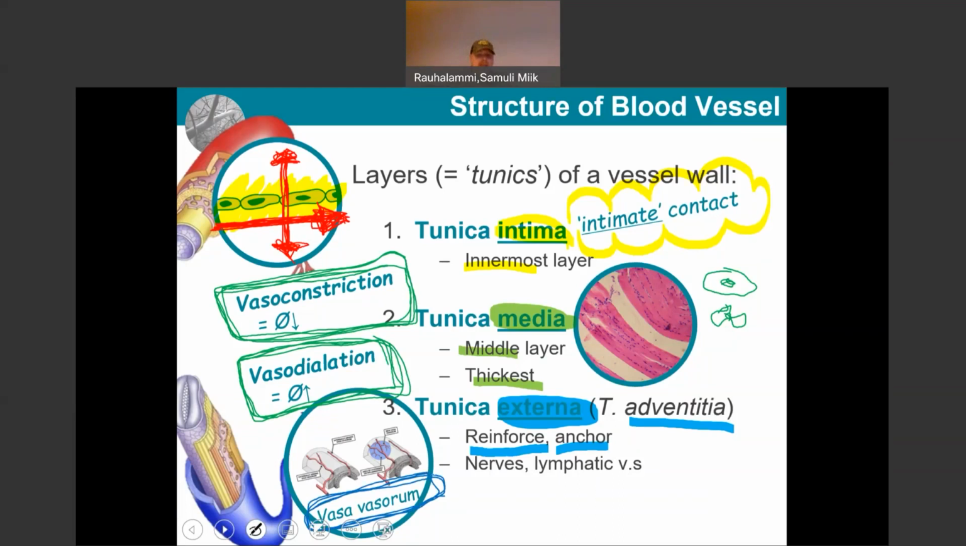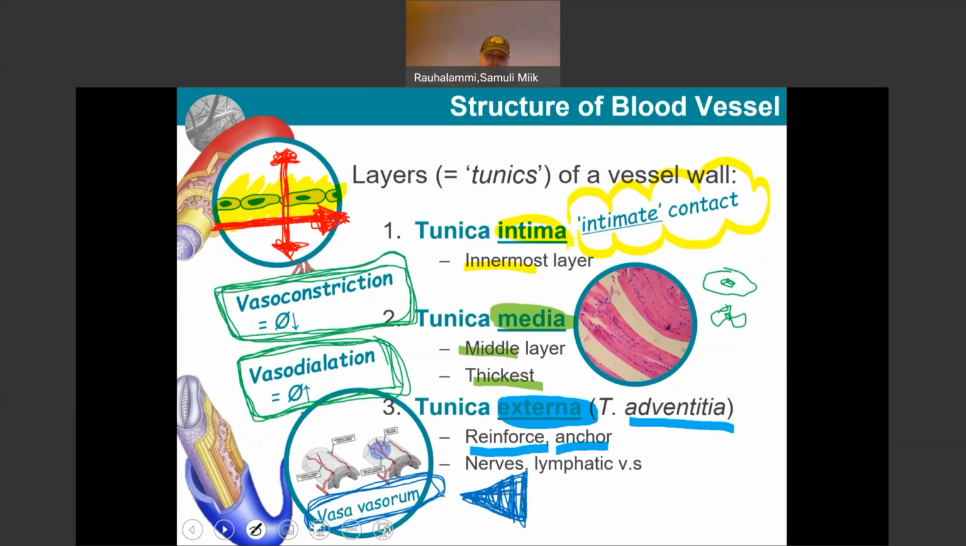So that's an adaptation to make sure that we get the blood supply to the vessel wall itself. And the reason why I'm bringing this up when we're talking about Tunica Externa is that, of course, Tunica Intima is in so direct contact with the blood that it really doesn't have a problem of not being supplied by blood, even if the vessel size would be large.